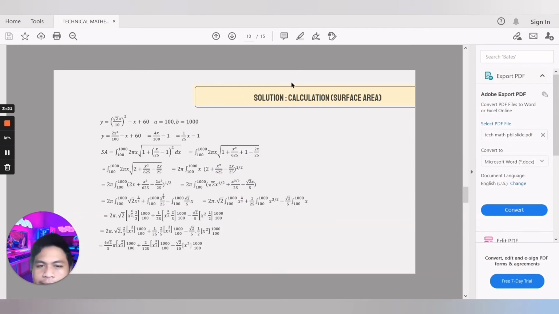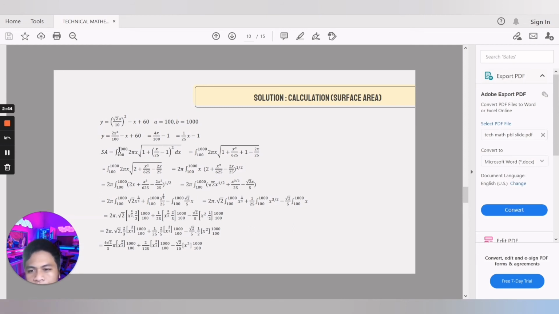And the last is the calculation of the surface area. First, we need to find it from the equation, which is the square root of (2x/10)² - x + 60. After we expand and differentiate, we get 1/25 x - 1.